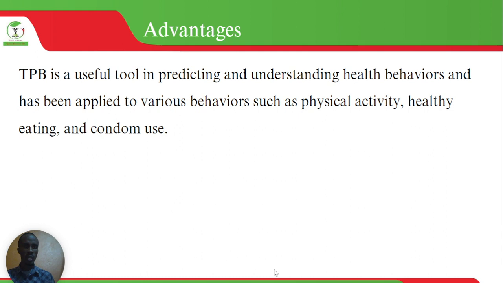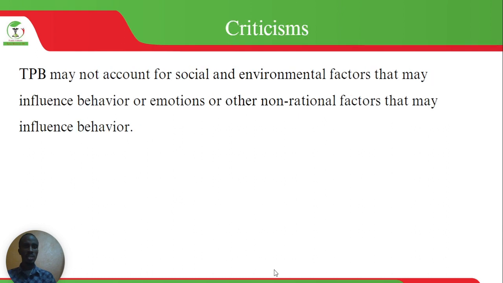So, of course, like any other theory, it has criticisms, and one of the major criticisms is that this theory of planned behavior does not account for social and environmental factors that may influence behavior, and yet they are very, very, very essential in determining which behavior an individual will take on. And the fact that emotions and other non-rational factors are also not considered is another criticism of this theory.